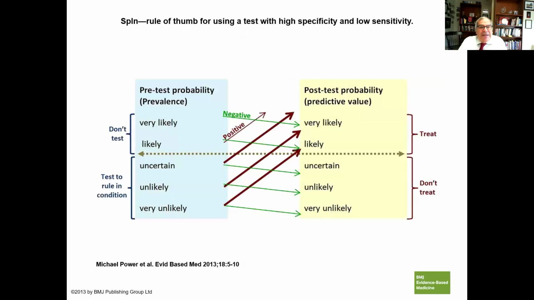This is a little bit complicated, but it goes back to the SPIN aspect of it. Remembering now, what are we doing? We're going to do the SPIN, and the rule of thumb for using a test is basically a high specificity: SPIN, ruling in the disease, high specificity, low sensitivity. So I'm now focusing on the idea that the people do not have the disease, and I'm going to do the test to basically rule in the disease. Here's the test to rule in the condition.